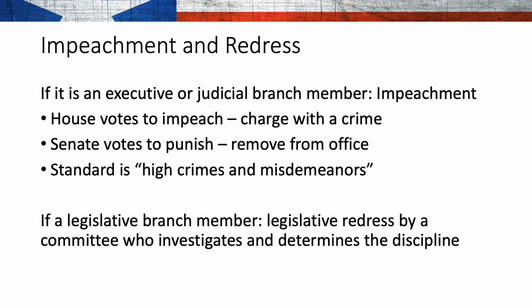If it's a legislative branch member who has done something that warrants them either being punished or removed from office, then it's called redress. And there can be a committee that issues the redress, and what that means is a committee can be formed by either the Senate or the House or both, and they investigate a senator or a House member, and they determine what the discipline should be.